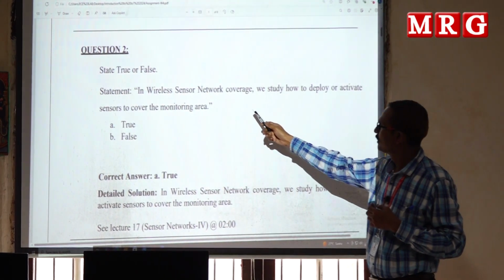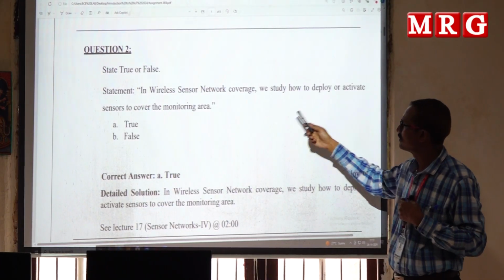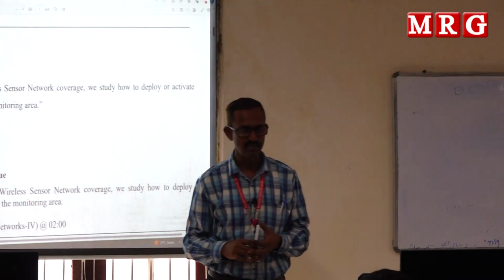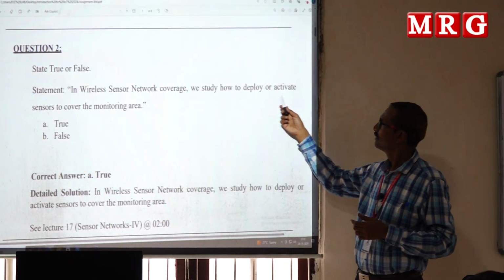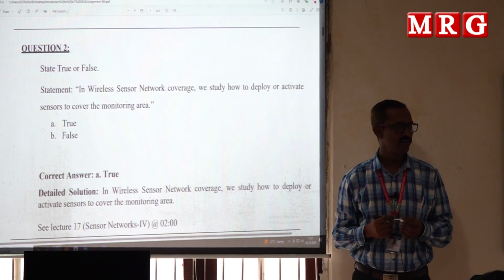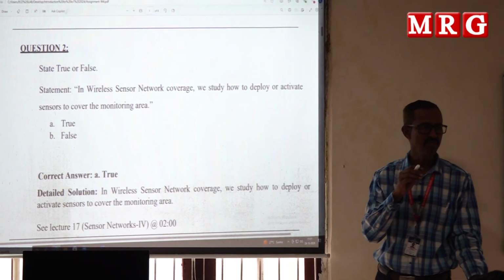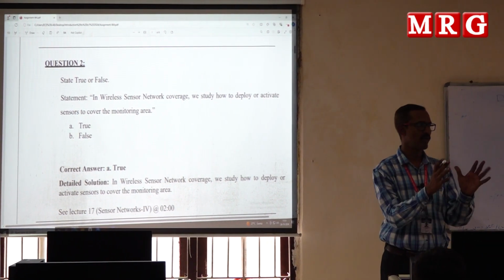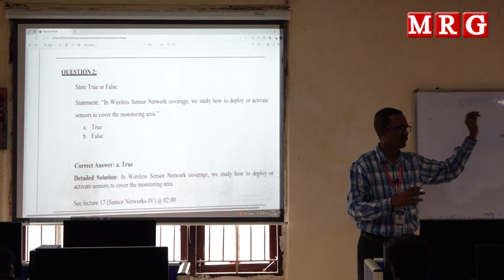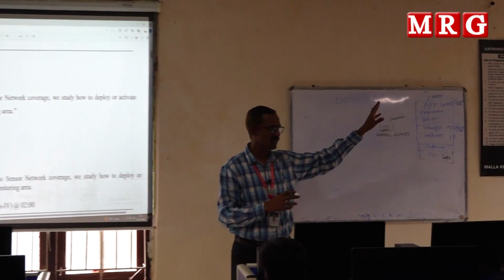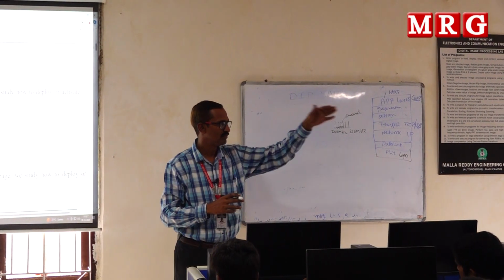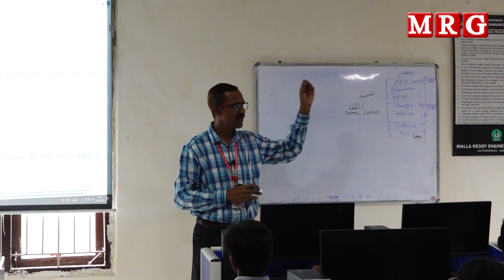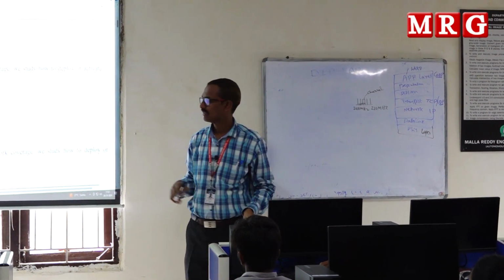In wireless sensor network coverage, we study how to deploy our active sensors to cover the monitoring area. Yeah, we deploy active sensors to cover the monitoring area. Yes, it is true. Deploying means setting up sensors wherever required. I require in this forest area, I deploy sensors. In the forest region, I want to measure airflow, temperature, humidity, something I want to monitor. So, I deploy sensors. Okay, like that. True.